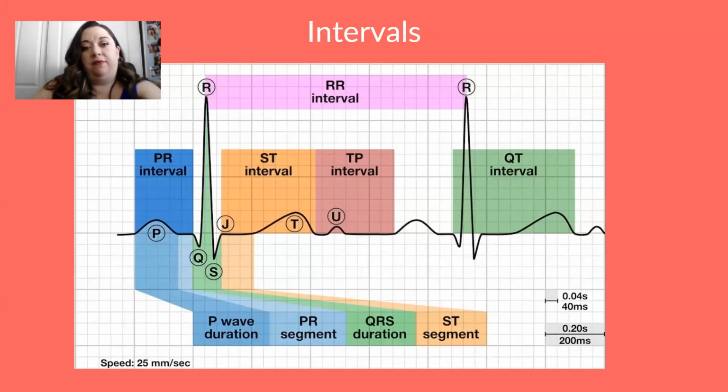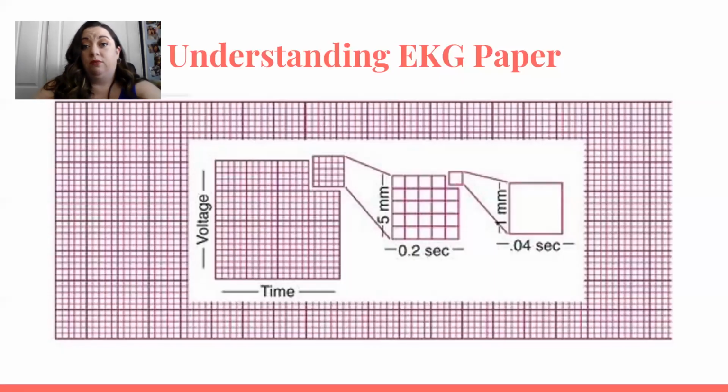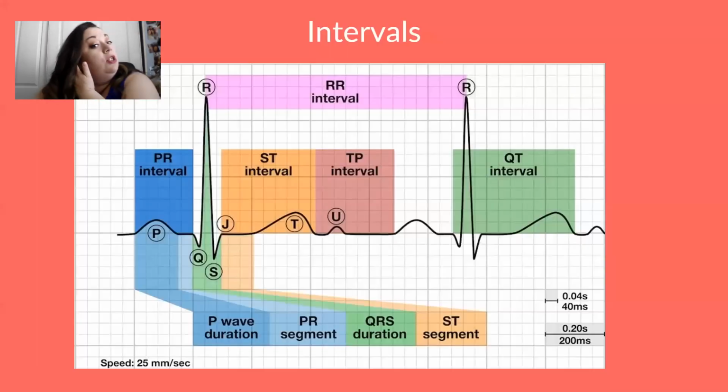And the reason we have to have at least those measurements memorized: 0.2 seconds for a big box. I say 20 because the math in my head makes sense later, and 0.04 for small boxes. So using that information, these are all the intervals that you could measure on an EKG. There's a lot that we don't use day-to-day in nursing. A lot of times you just want to get enough information to establish the rhythm, and then from there, you know what interventions we should be doing.